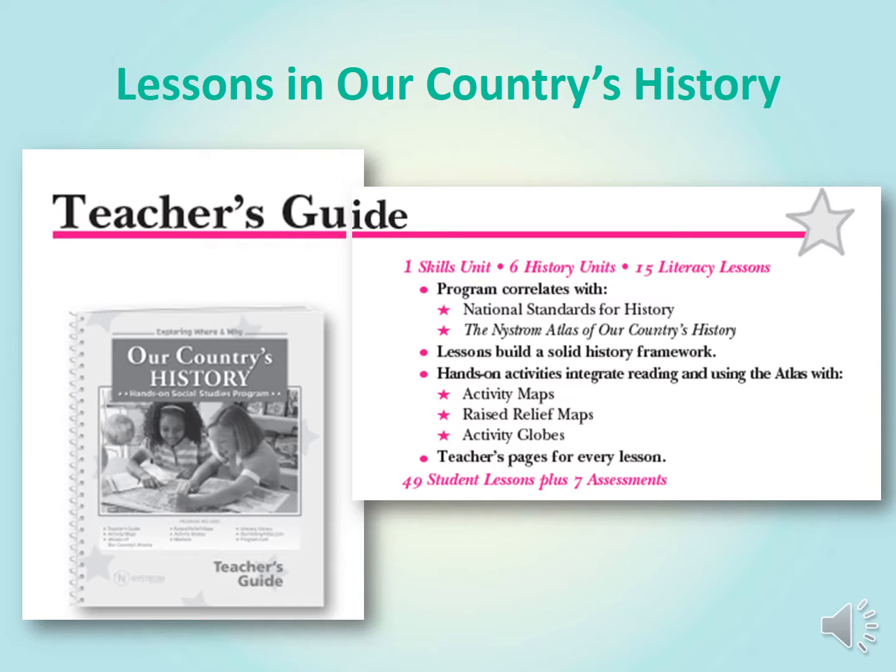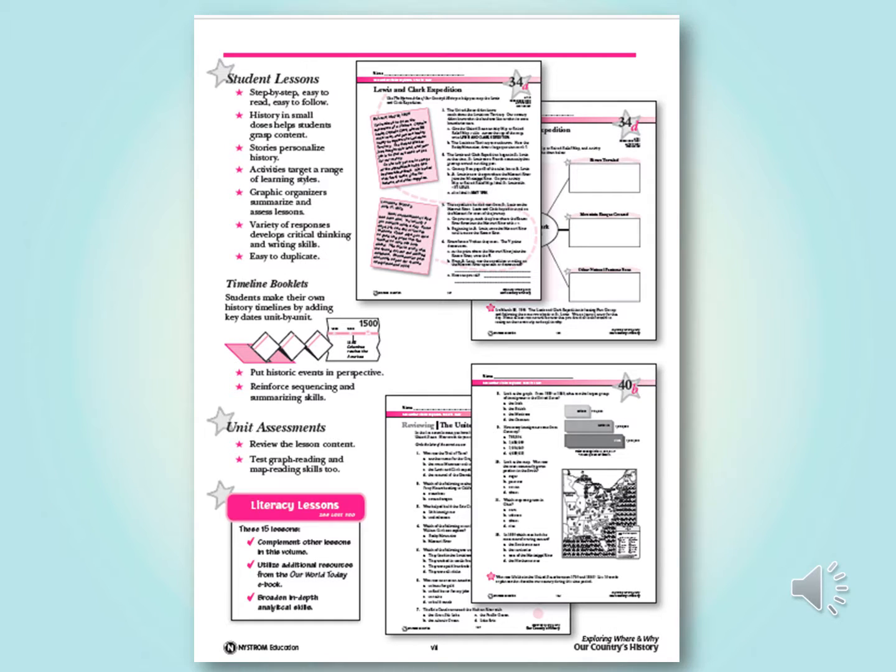The program is correlated with National Standards for History, with Our Country's History Atlas, lessons that build a solid history framework, hands-on activities, and teachers' pages for every lesson. There are a total of 56 lessons in the program. Your program includes opportunities to engage the students in foldables, timelines, unit assessments, and literacy lessons. The literacy lessons correlate specifically to your Our Country's History Atlas.